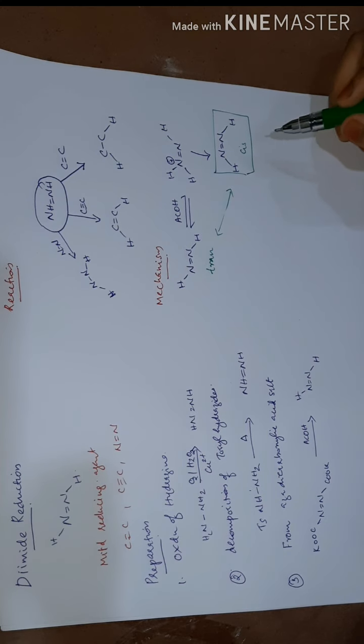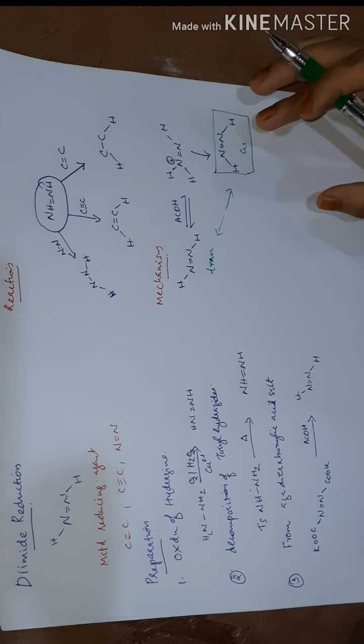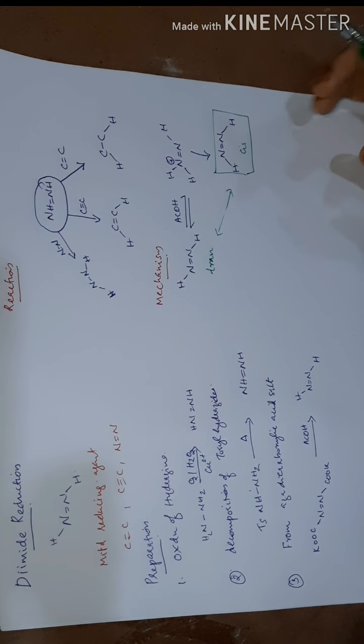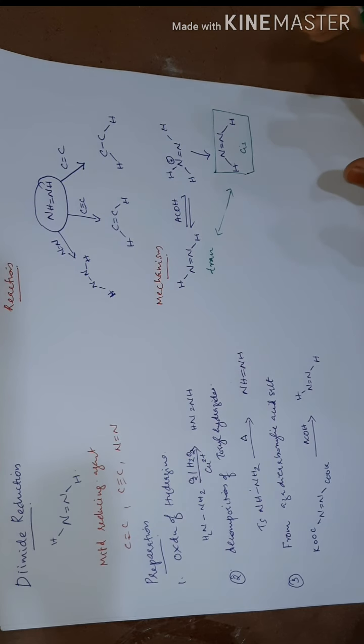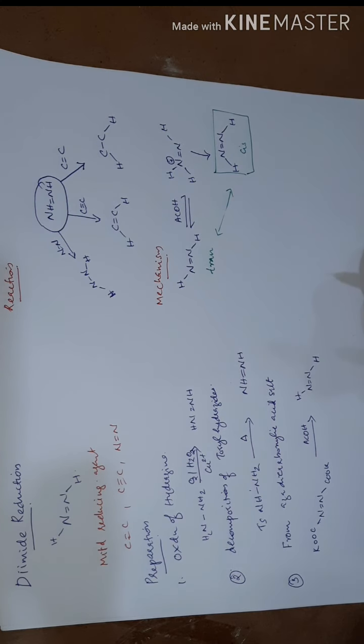During the reduction process there is a syn addition of hydrogen from this diimide to the alkene, and the syn addition happens only when we use the cis isomer as the reactant. Okay, clear. This is the major reason for this cis-trans isomerization.